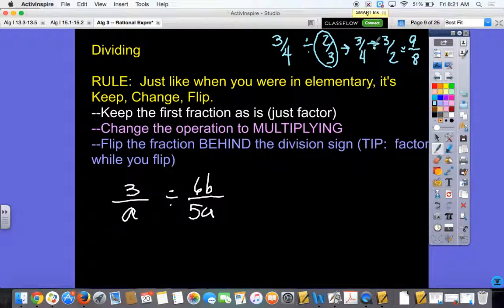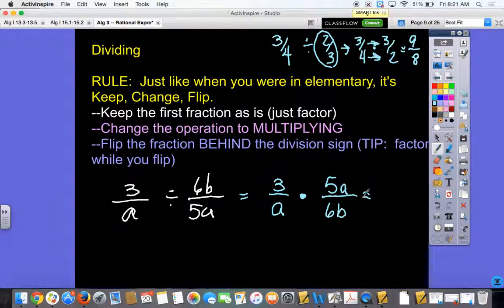We multiplied straight across. Okay, there's no equal sign in between. You're not cross multiplying, you're multiplying straight across. Okay, so here we go. We're going to start with monomials again. In this case, we just need to rearrange things. Keep the first one, change the operation, flip the second fraction.